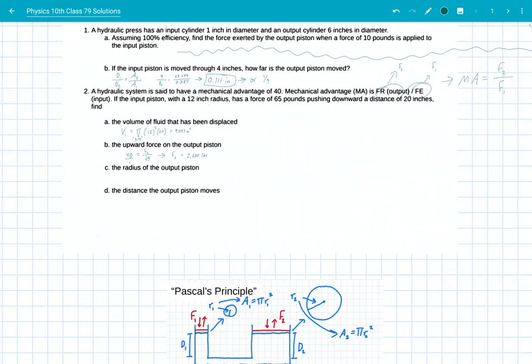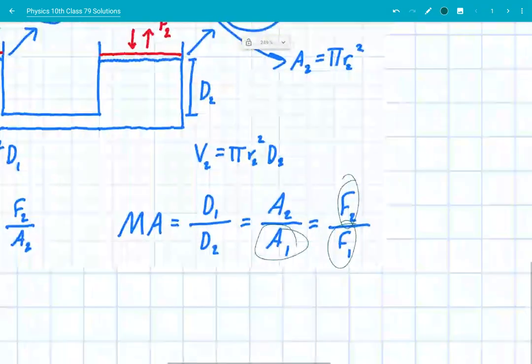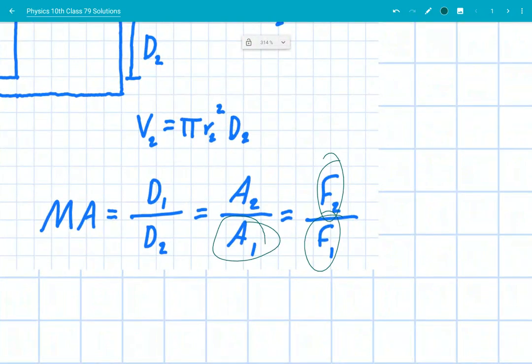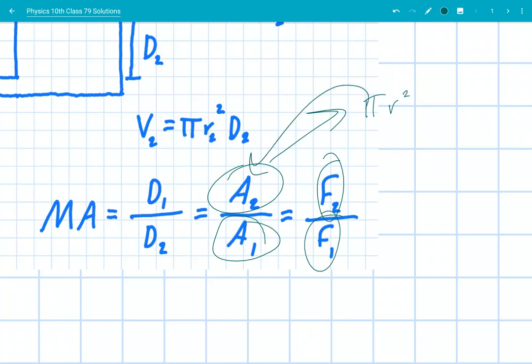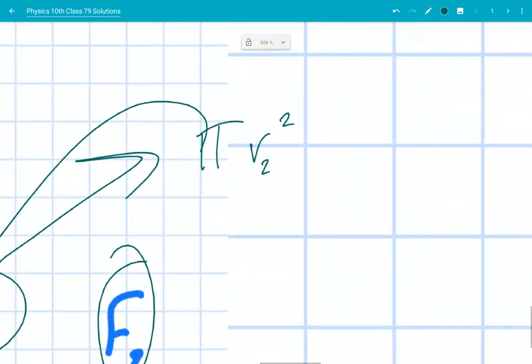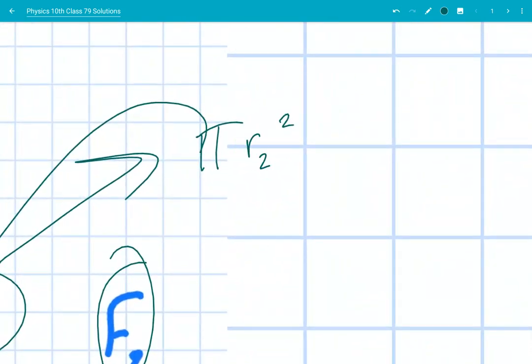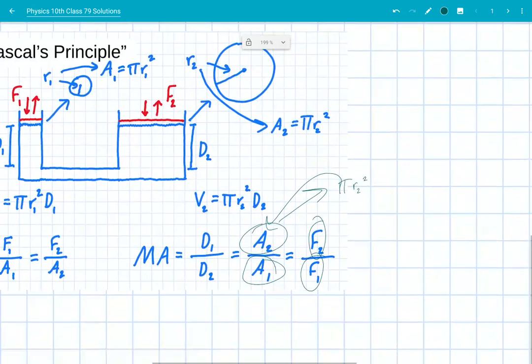And in order to find the radius of A2, we can use this formula because we know that A2, another way to say that is pi times radius. The area of A2 is pi times radius squared, right? So we can use that and plug it in for A2, and then we can solve for R. And this is R2, right? R2. Boom. So let's plug in what we know.